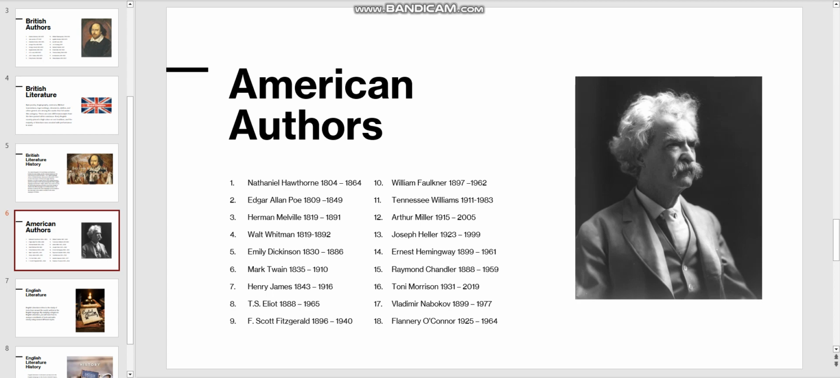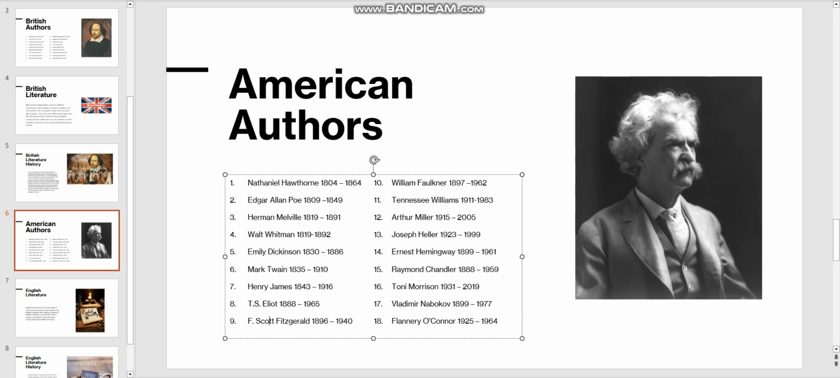It's the same numbers. I have here 18 authors. Number 1, I do have here Nathaniel Hawthorne, Edgar Allan Poe, Herman Melville, Emily, Mark Twain, O. Henry, T.S. Eliot, F. Scott Fitzgerald, Tennessee Williams, Arthur, Joseph, Ernest, Raymond, Tony, Vladimir, and Flannery.